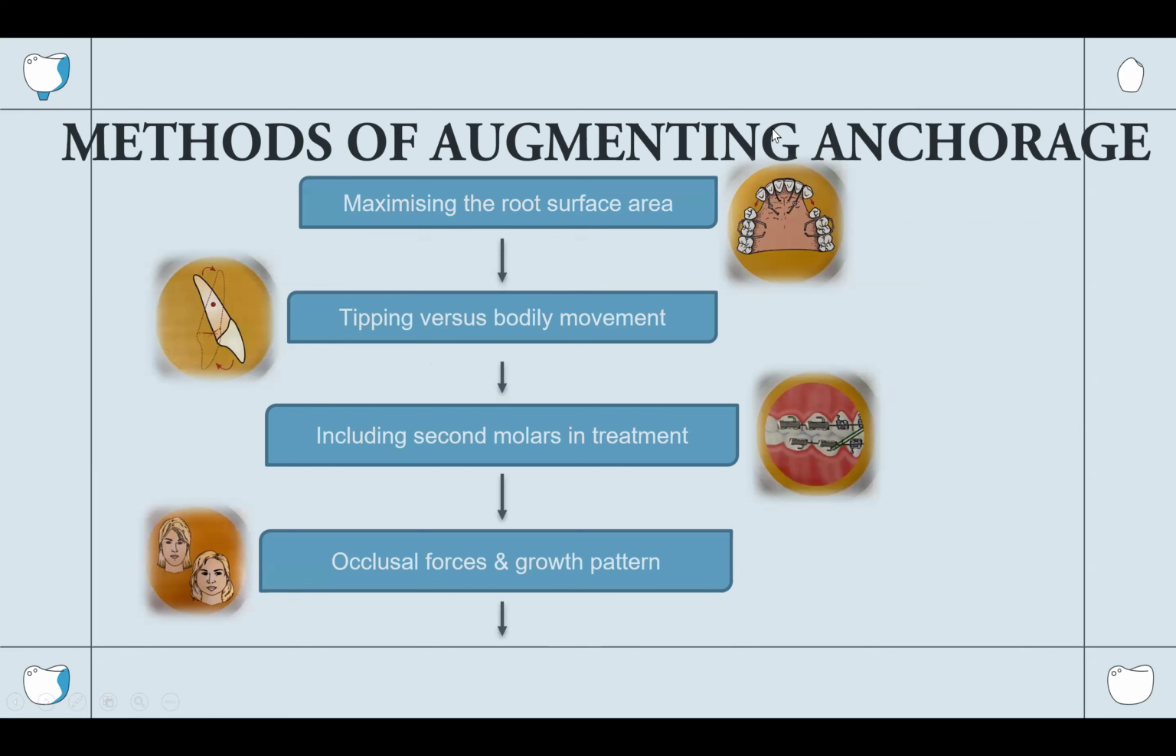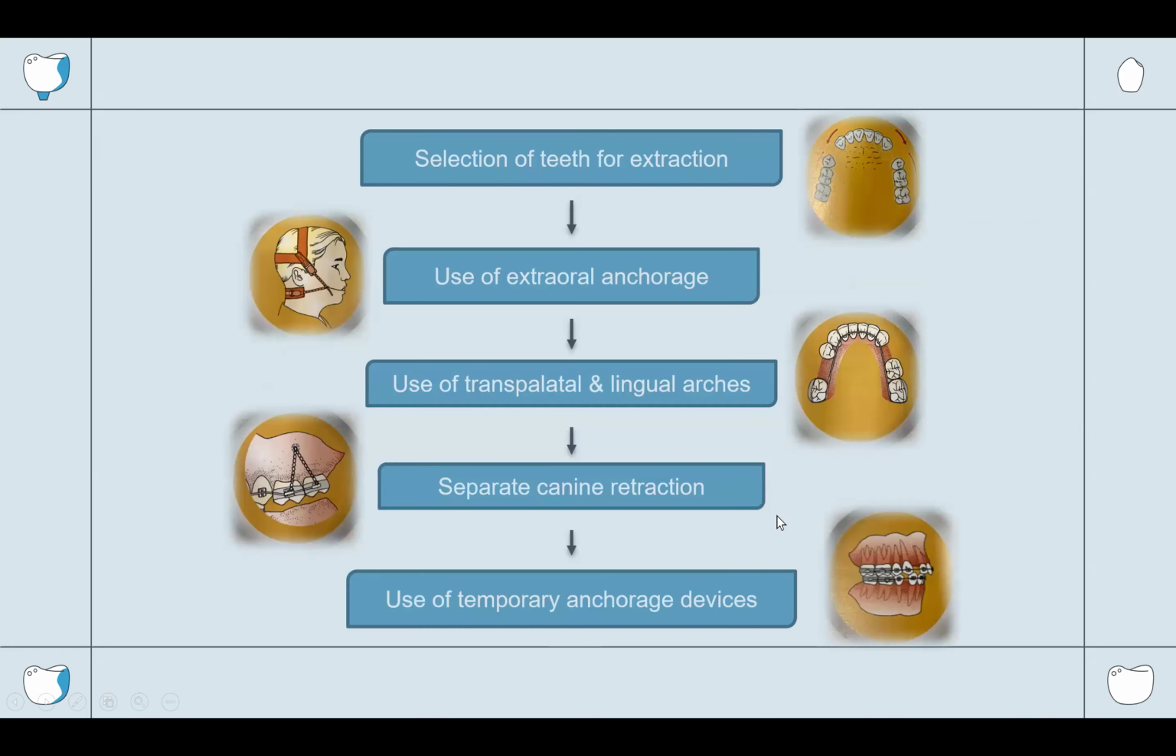How can we augment anchorage? We can augment anchorage by 1, maximizing the root surface area. 2, using a bodily movement or using a tipping movement. 3, including second molars in treatment. 4, using occlusal forces and the growth pattern. 5, selection of teeth for extraction. 6, the use of extraoral anchorage. 7, use of transpalatal and lingual arches. 8, separating canine retraction. 9, use of temporary anchorage devices.